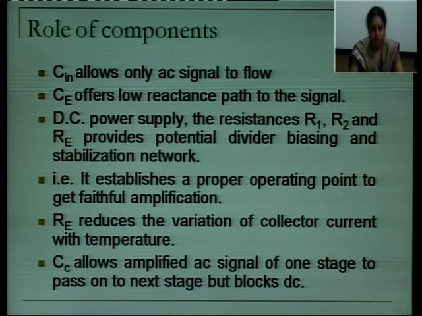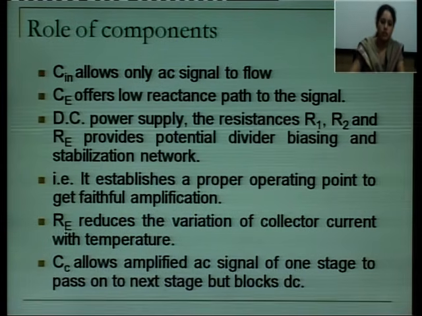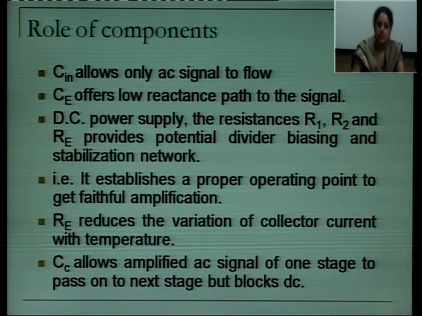Collector coupling capacitor, that is CC, allows the amplified AC signal of one stage, as shown in the diagram of your first stage, to be coupled to the next stage through this coupling capacitor. So it blocks DC and again allows only AC signal to pass on.